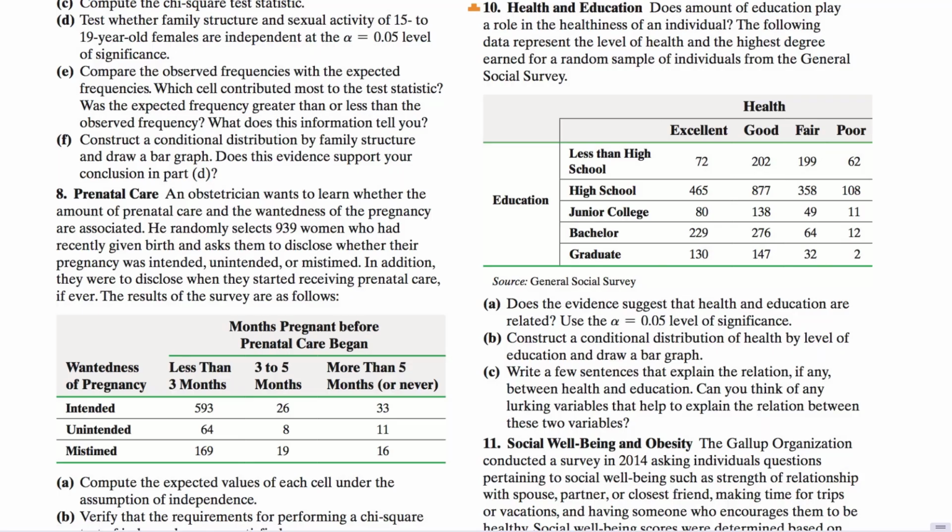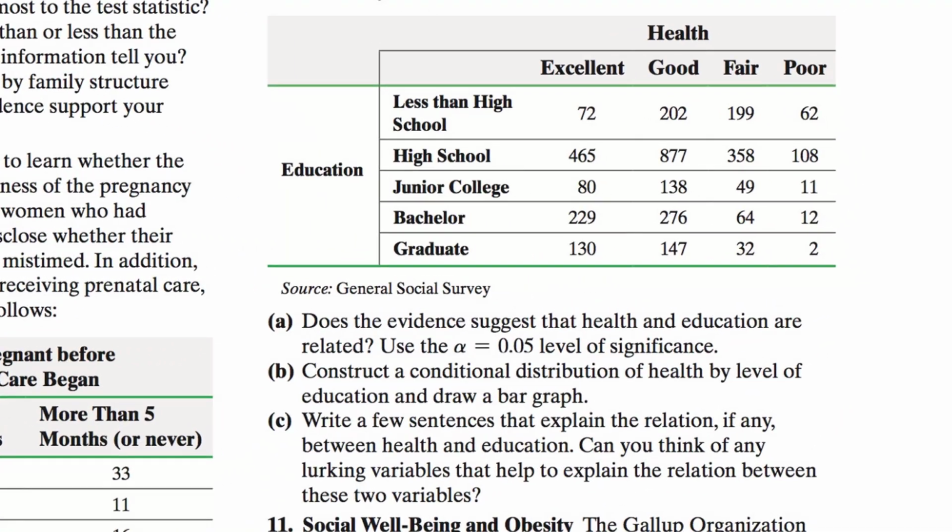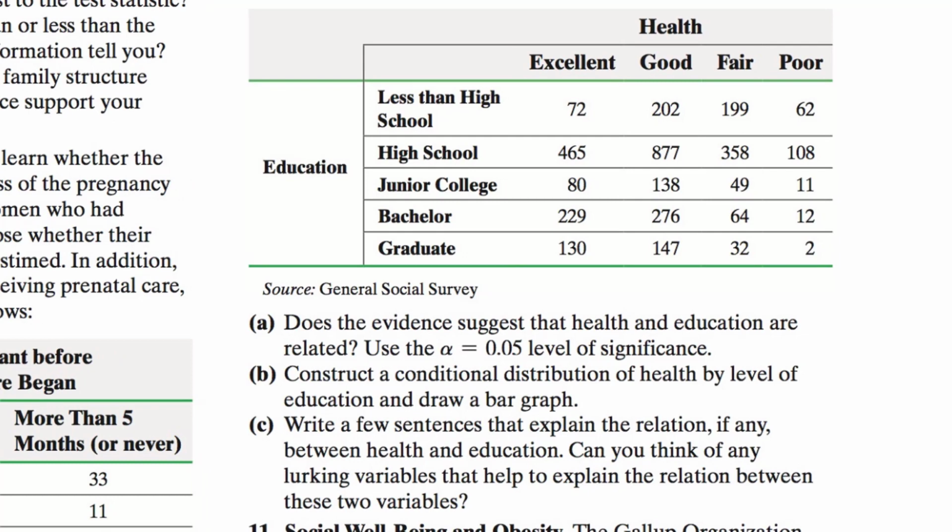Let's go back to our example. Now, one dead giveaway in this question here is the wording of part A. It says, does the evidence suggest that health and education are related? And so that is a way of asking, are they independent or not? At the same time, when you look at the contingency table and you see the data that it contains, you only have one population here. You have individuals who have levels of education and levels of health. And so it's not two populations, and it would not make sense for this to be a test for homogeneity of proportions. It's independence.